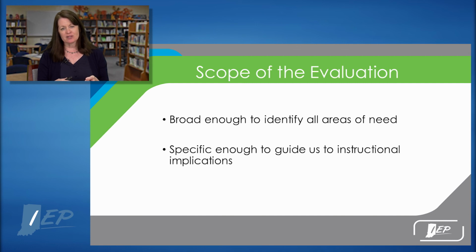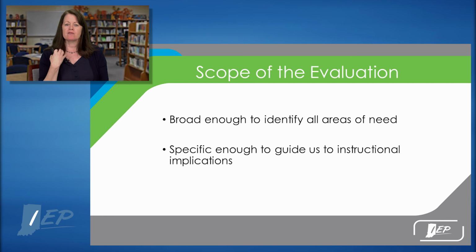Our evaluations are only as good as what they lead to. And I think most of us have gotten really good about completing evaluations that lead to eligibility decisions. But that's only half the battle. After that, it really comes down to, okay, now what? Now what do we do to help the student?